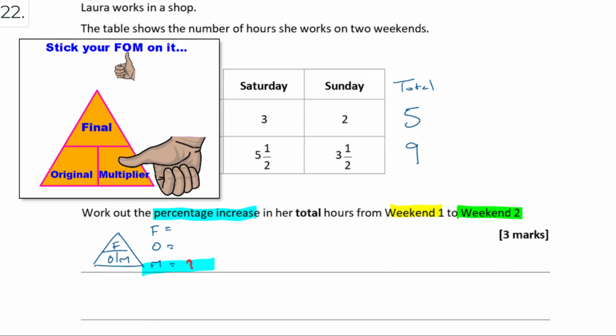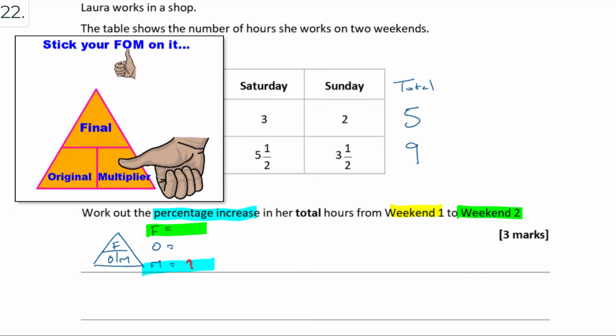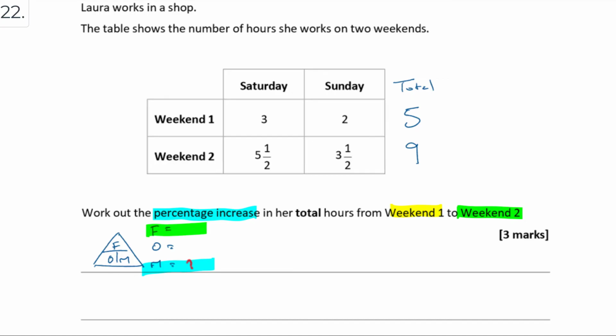Okay, now the final is the amount after the percentage increase has taken place. So here week 2 happens after week 1, so the final is going to be the week 2 amount, which is 9 hours, isn't it? So that's 9 hours. Okay, and then the original was the original amount of hours, and that is the amount for week 1, which is 5 then, isn't it? So that's going to be 5 hours. Okay, and the 9 was the green one, wasn't it? Okay, so now I know the final and the original, I can then easily find the multiplier.